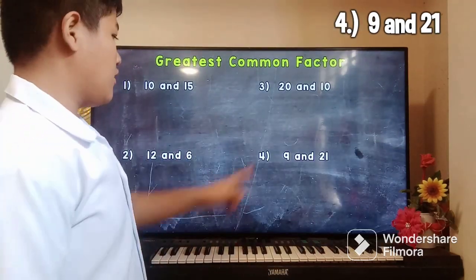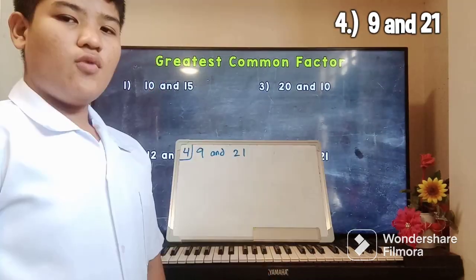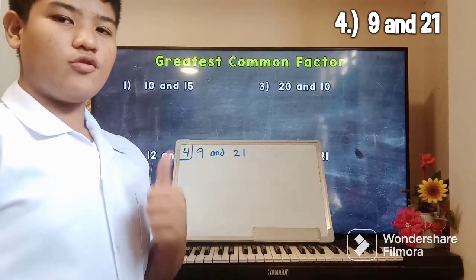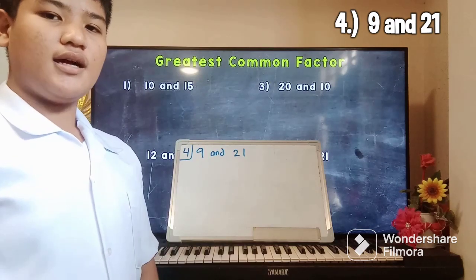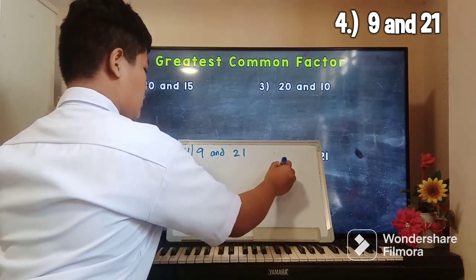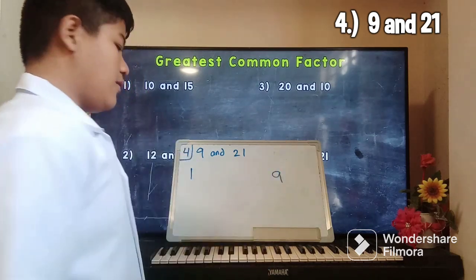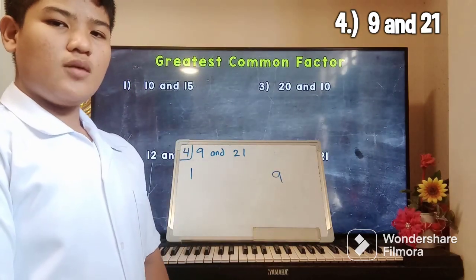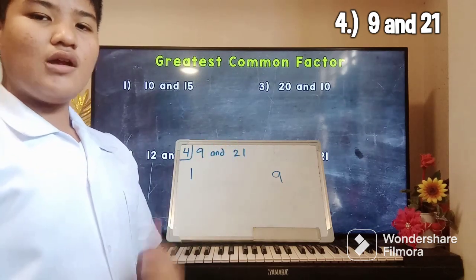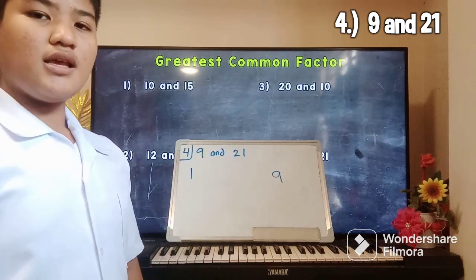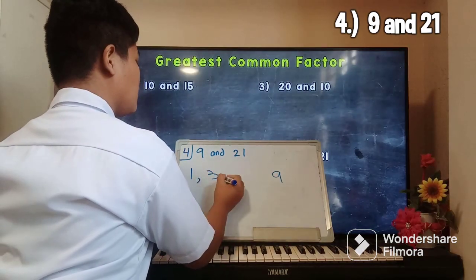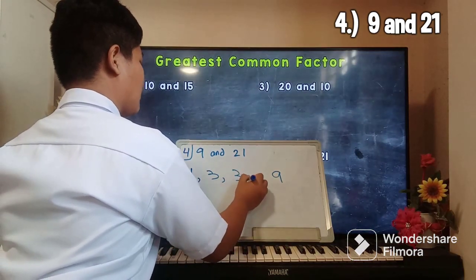Number 4, 9 and 21. What is the lowest number that we can multiply to get 9? If your answer is 1, you are correct because 1 times 9 is equal to 9. So we will write 1, and for the other side, we will write 9. And what are the other factors we can multiply to get 9? If your answer is 3 and 3, you are correct because 3 times 3 is equal to 9. So we will write 3 and 3, comma, 3, comma, 3, comma.